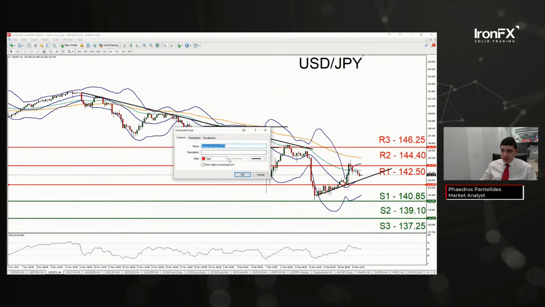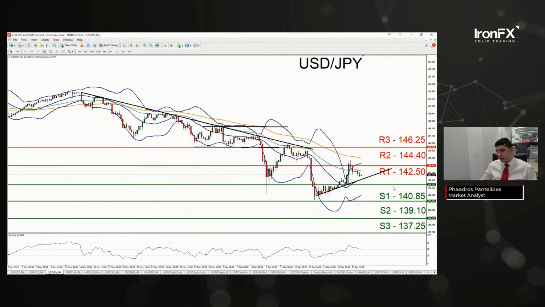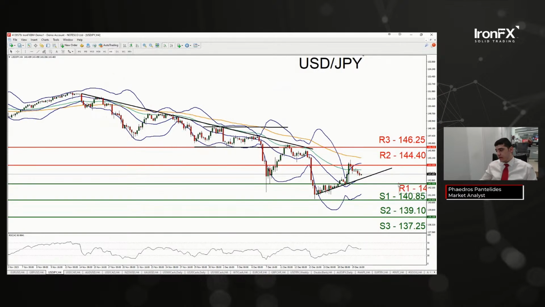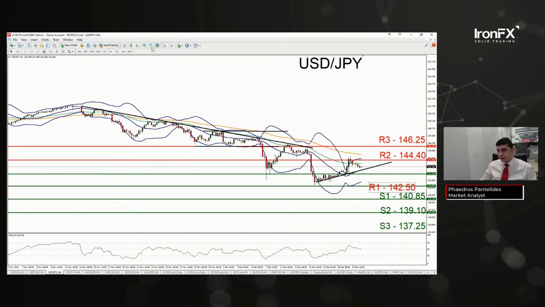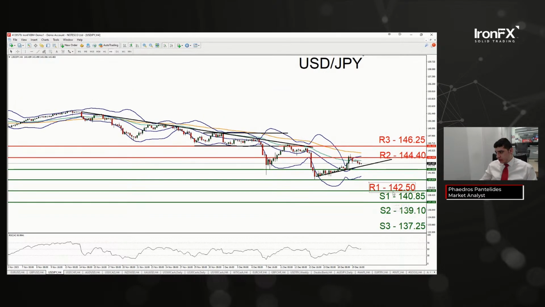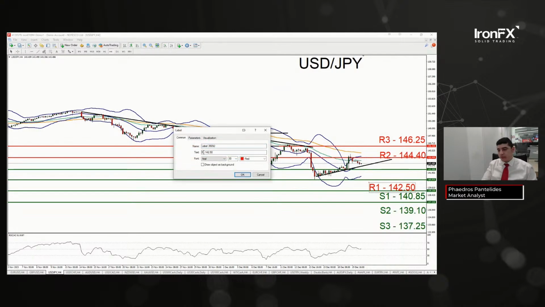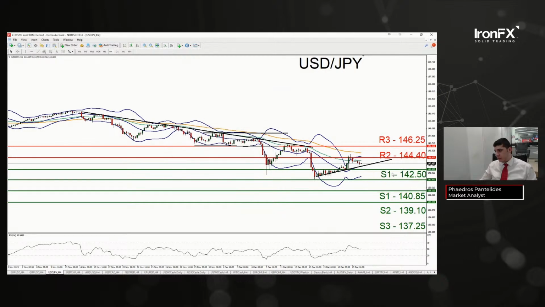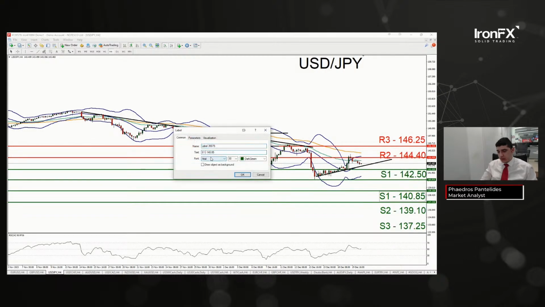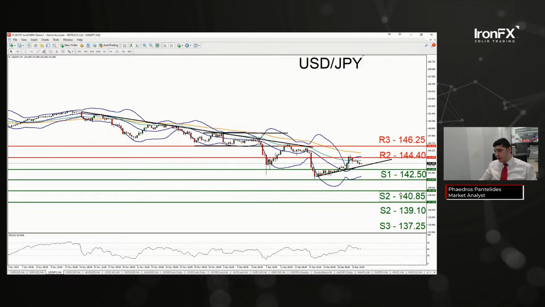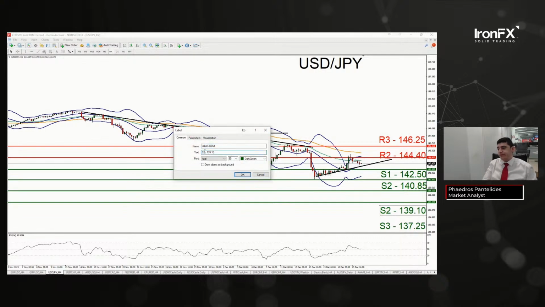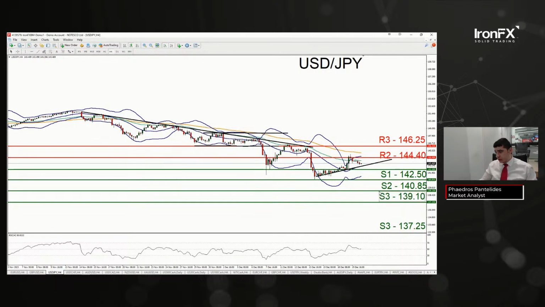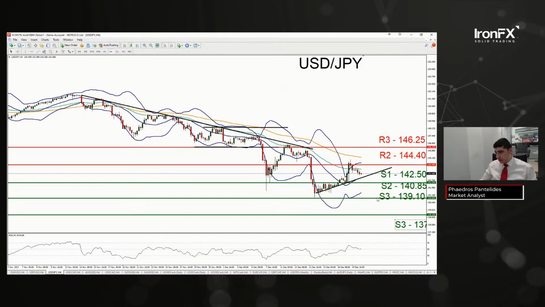In terms of support and resistance, we have resistance turn support at 142.5. So let's just not zoom out. Switch this from R1 to S1. From red, we can turn this to green. And then S1 becomes S2. Then old S2 becomes S3. And we are on the hunt for R3. So have S1, S2, and S3. Make this slightly larger.